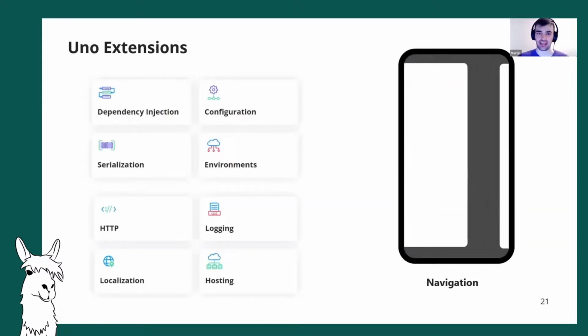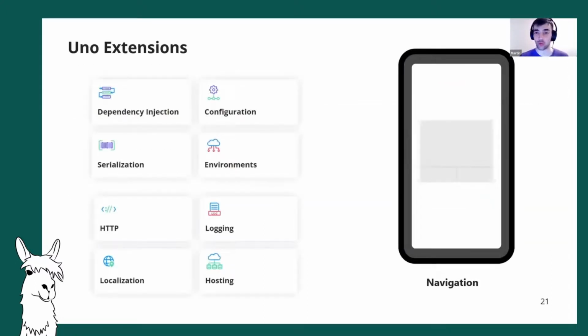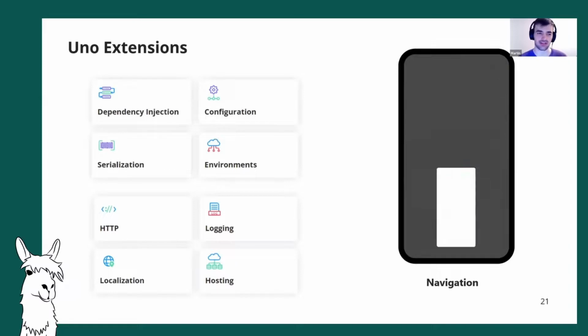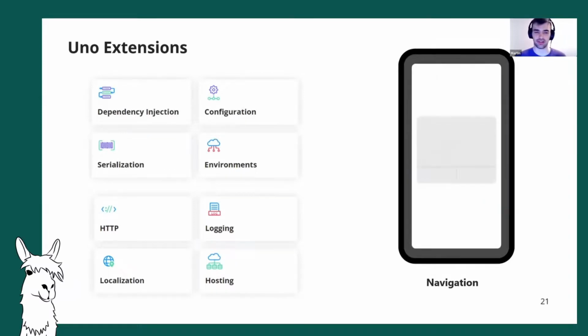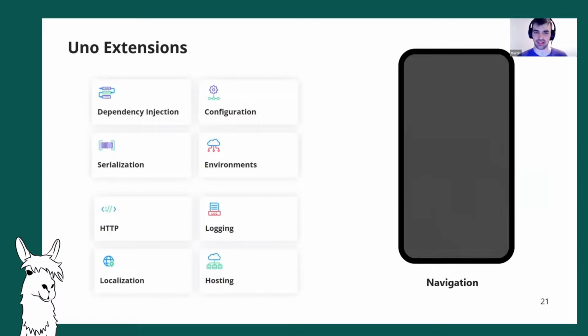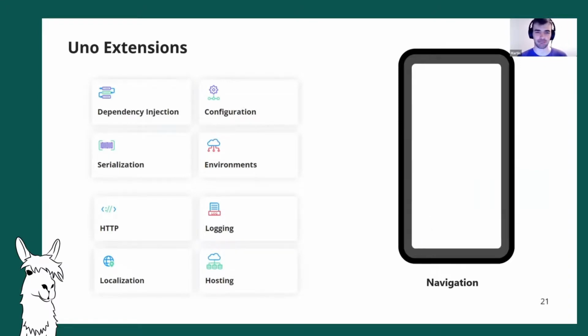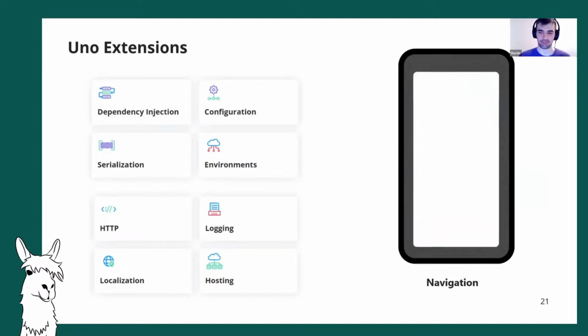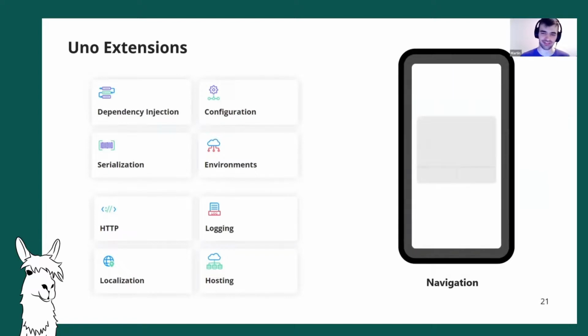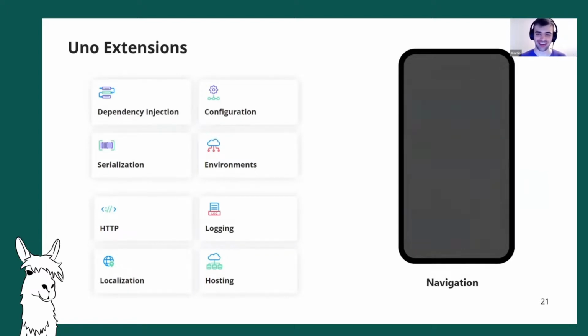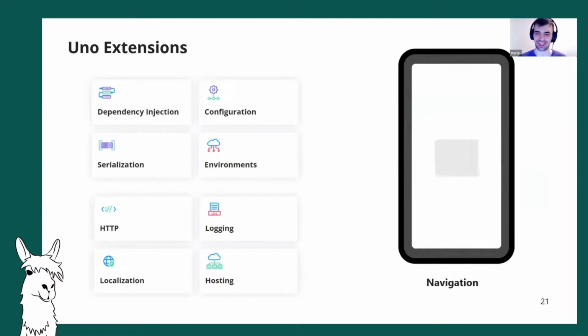Next up, we are offering a new library called UNO Extensions, which is something completely optional. You can build your applications without it, but it contains a lot of basic building blocks that simplify building of your applications. So you have access to dependency injection, configuration, logging, hosting, and all of these things. And plus my personal favorite, which is navigation, which is notoriously hard to build for mobile applications.